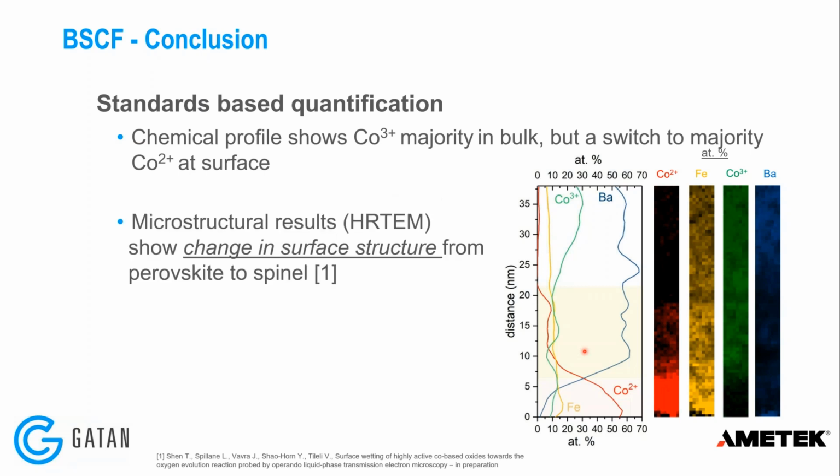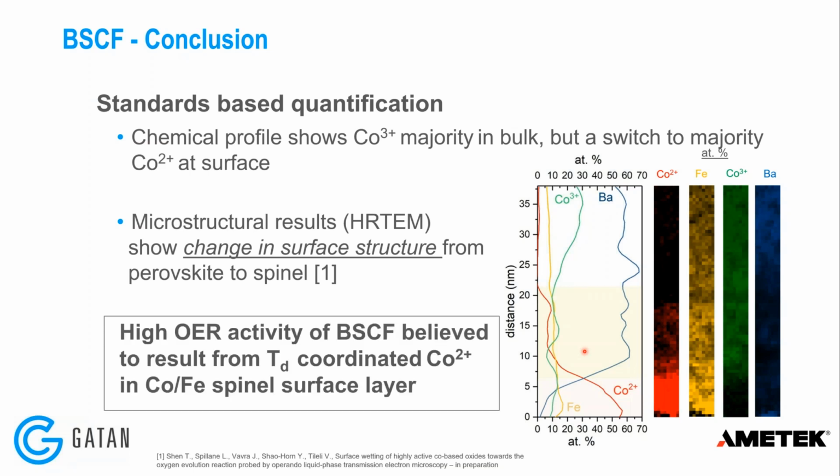The guys at EPFL have also done a bunch of microstructural studies on this material. The results of the microstructural imaging show that there's a change in the surface structure from a perovskite structure to a spinel structure. The running hypothesis here is that the high OER activity of BSCF is believed to result from tetrahedrally coordinated cobalt 2+, residing in a cobalt iron spinel surface layer on the material. So there are interesting surface properties that directly relate to the functional properties of this material.